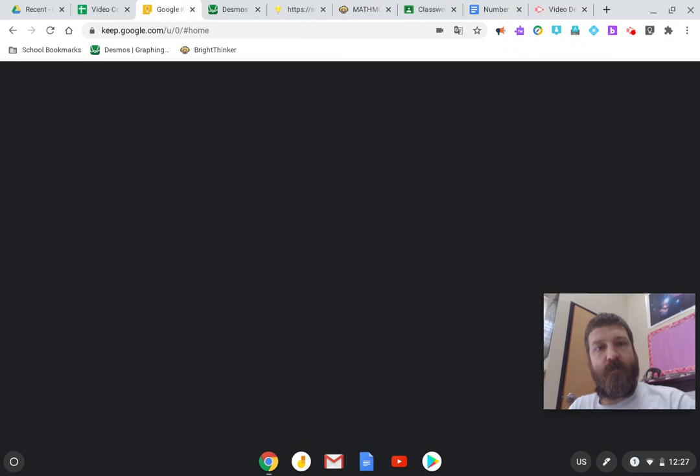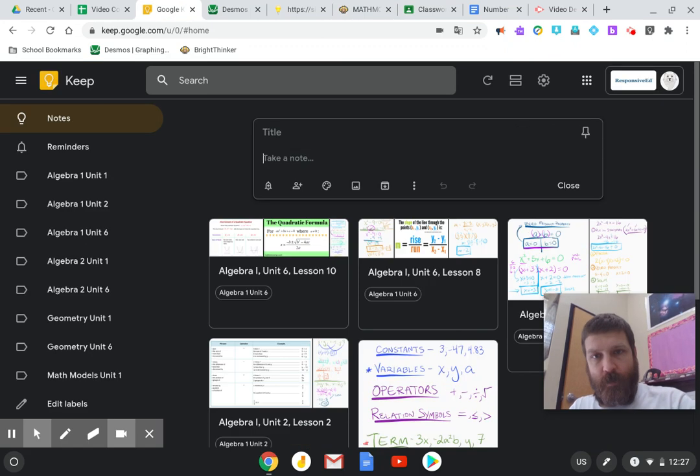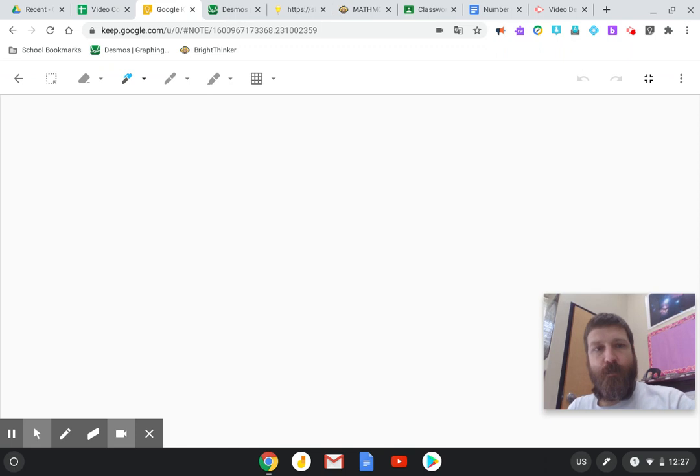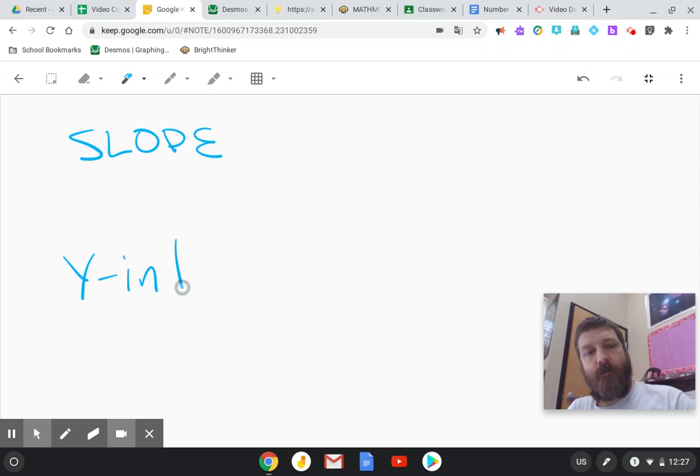And so just to begin, let me open a new note here. We need to talk basically about what those two terms mean. So slope, and in particular y-intercept, but also x-intercept.